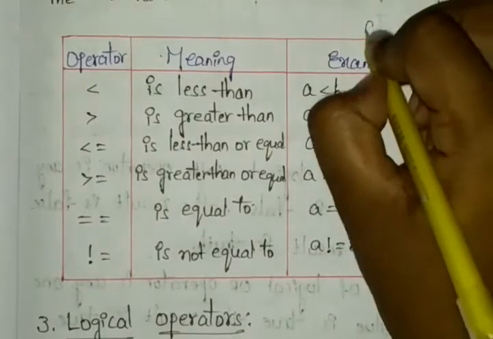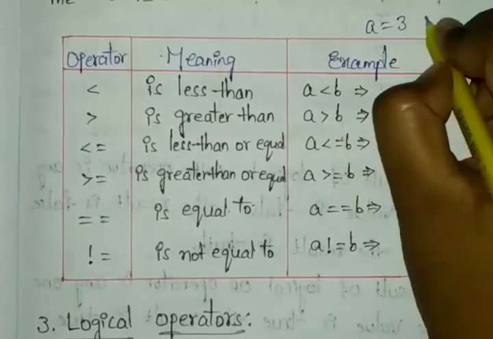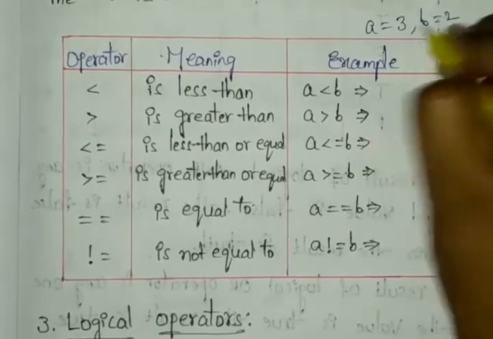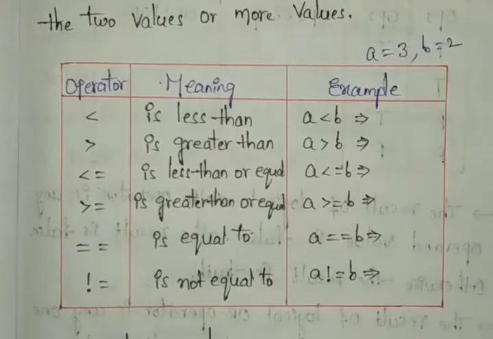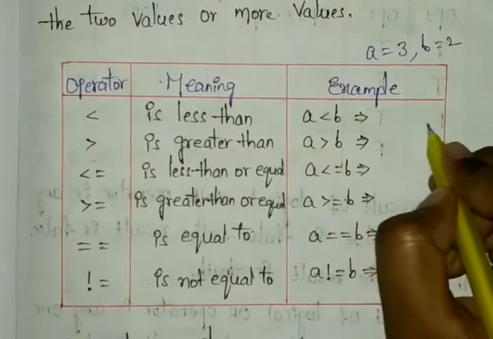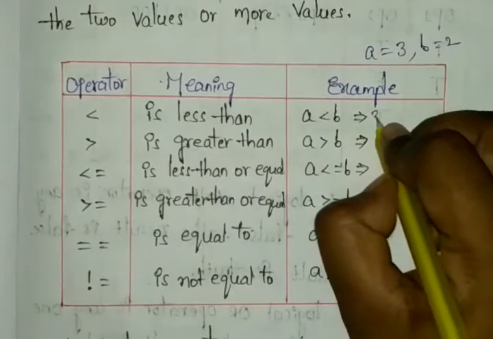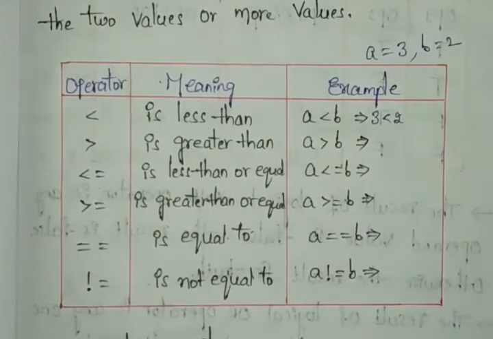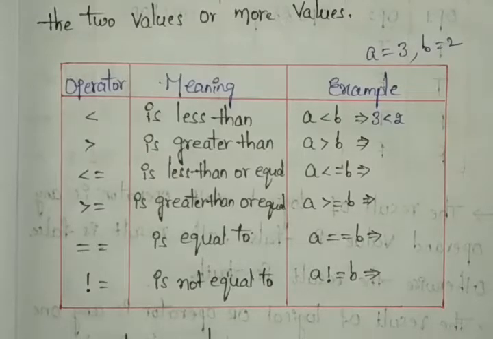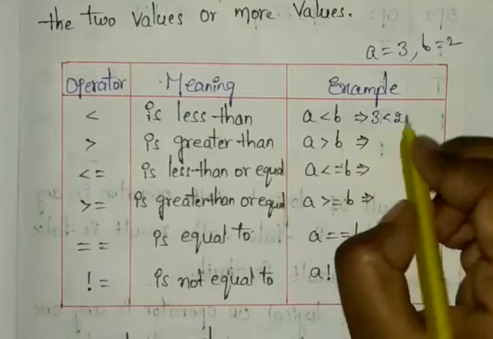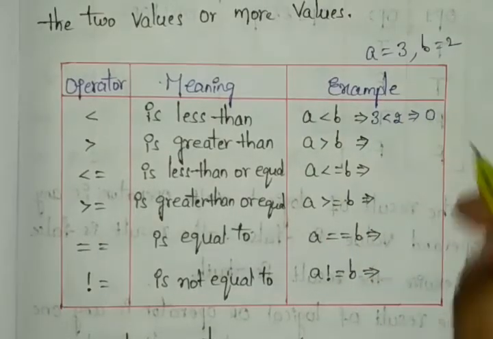So here I am choosing A is equal to 3 and B is equal to 2. You can check here: 3 less than 2. Is this possible? No. This one is false. So in the relational operators, a false statement is displayed in the form of 0, and if that one is true, it is displayed in the form of 1. It will not show any other values. So this is false, which means it shows the value 0.